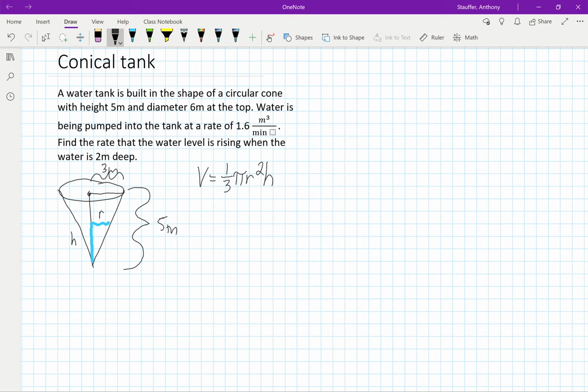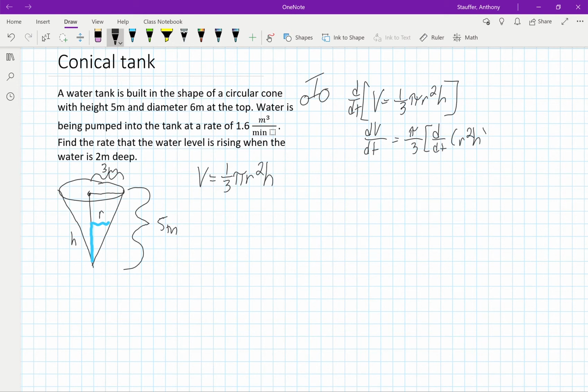And we're going to go on a side note for a second with this question. I'll draw a little segue to show that. Let's say I wanted to take the derivative of 1/3 pi r squared h. I take d/dt of this, which gives dV/dt equals pi over 3 times d/dt of r squared h. I'd have to use the product rule, so dV/dt equals pi over 3 times (2r dr/dt h plus r squared dh/dt). I'm not going to bother expanding this because I'm just trying to get to a certain point.